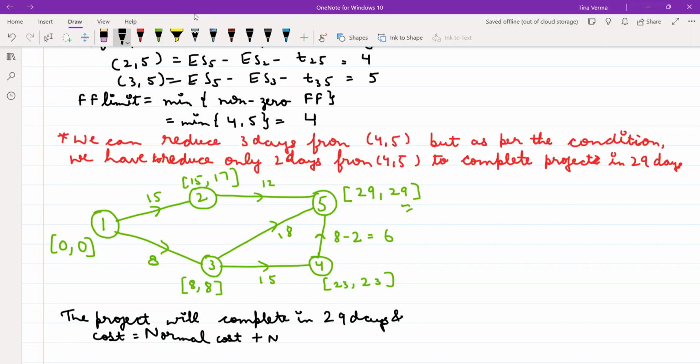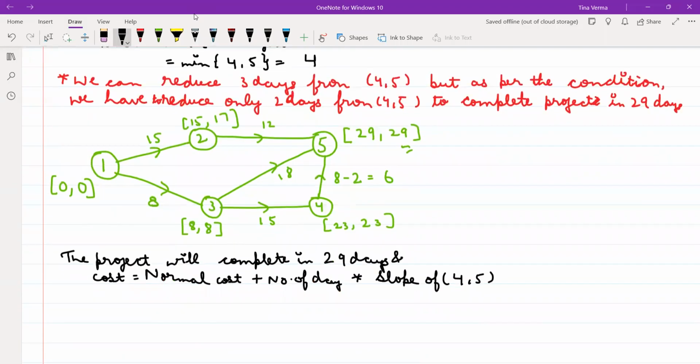plus number of days that you are reducing into the slope of the activity जिसमें से आप reduce कर रहे हो. So that means the normal cost was 3900. Number of days reduced are 2. Slope of activity 4-5 is your 150. So this is coming out to be your 4200 rupees. Is it clear?